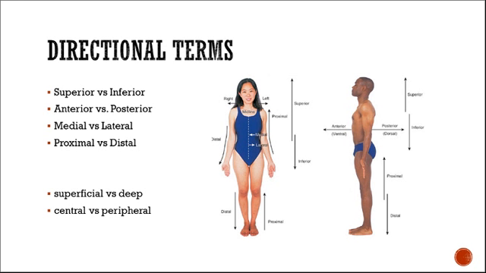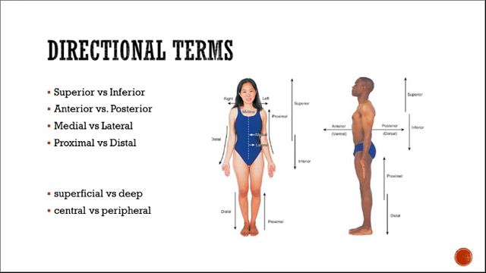Medial versus lateral. Medial means towards the midline of the body. Lateral is going to mean towards the side or the outside of the body. Proximal versus distal. Proximal is going to be closer to the point of attachment. Distal is going to be further away from the point of attachment. So our shoulder is proximal compared to our fingers. Our fingers are considered distal compared to our shoulder.